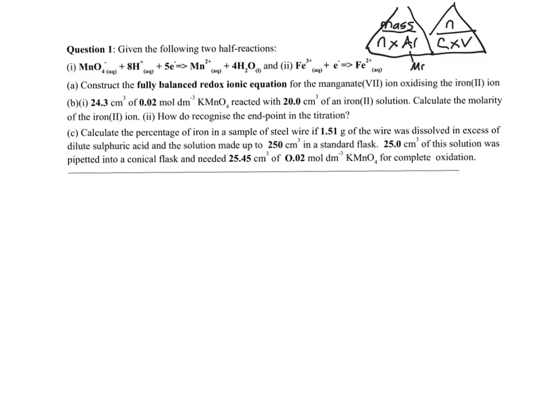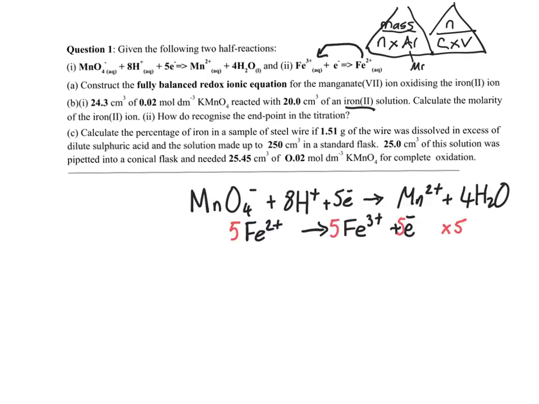In this problem, two half equations have been given to you, but don't forget you can find the full balanced equation on the first page of this pack. First of all, it says construct the fully balanced redox ionic equation for the manganate ion oxidizing the Fe2+ ion. As I said before, this was in my previous video, so I'm going to make the assumption that you're able to balance this. Before you make any attempt on any volumetric equation that involves redox, the first thing is to generate a balanced redox equation.